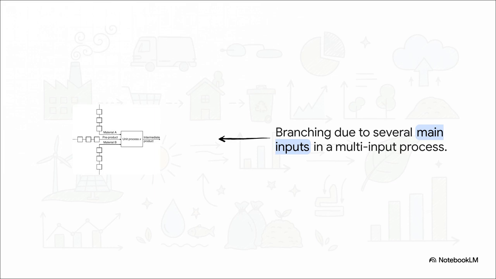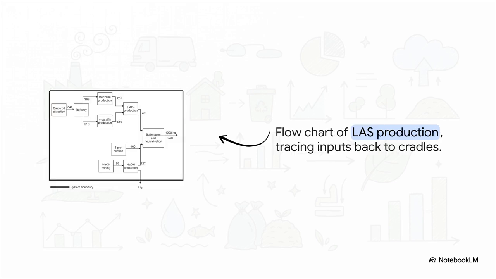Multiple pre-products and materials branch into the main chain to create a multi-input process. Suddenly, to account for just one unit process, we have to look sideways. We have to trace all those extra materials all the way back through their own separate complex chains. This complexity absolutely blows up when producing something like LAS, a very common detergent ingredient. Just to audit a single kilogram of this final chemical, you have to trace hundreds of kilograms of inputs backward to their cradles.